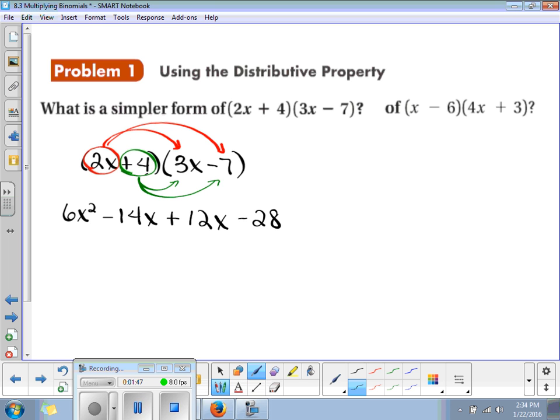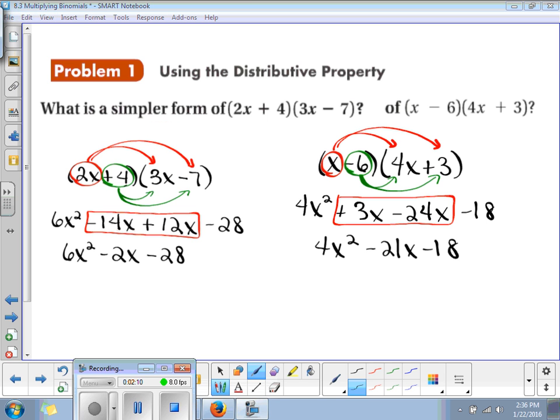So now you can put your like terms together. We have 6x squared, negative 14x plus 12x is minus 2x, minus 28. And there is your final answer. All right, and there's the solution for the second one.